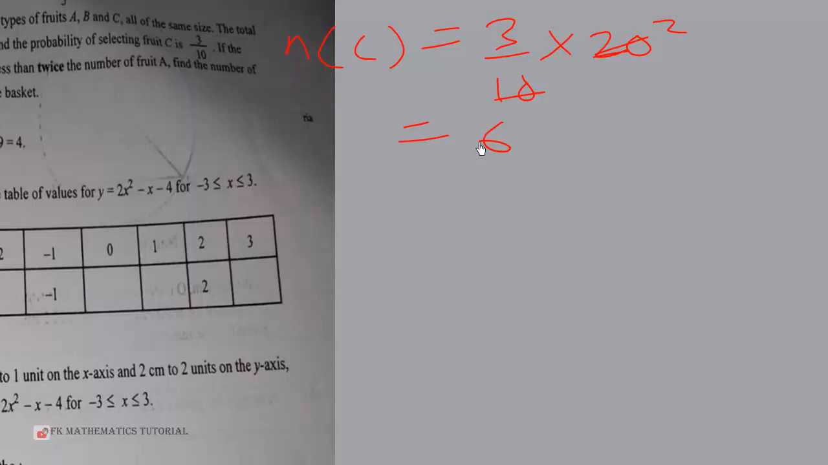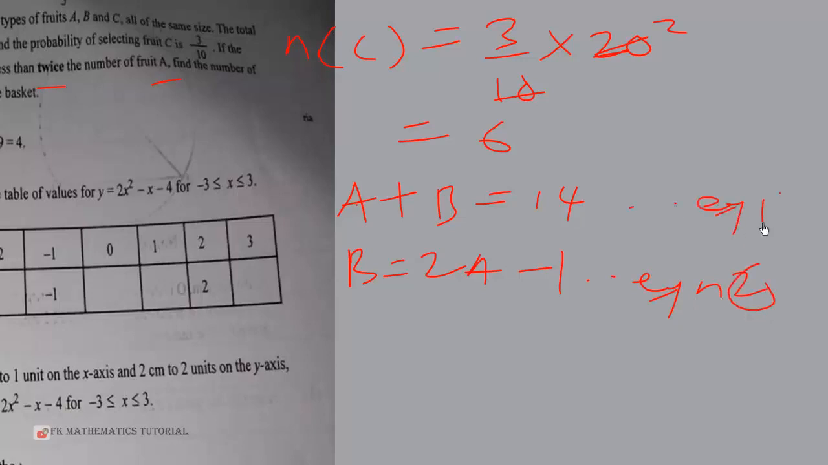So it means that fruit A plus fruit B should be equal to 14. Now it says the number of fruit B is 1 less than, so B is equal to something minus 1. What is that thing? Twice A. So B equals 2A minus 1. So this is equation 2, and that was equation 1. So we put equation 2 into equation 1.